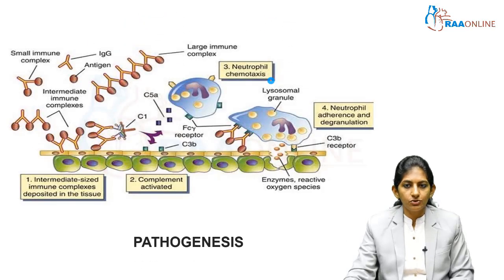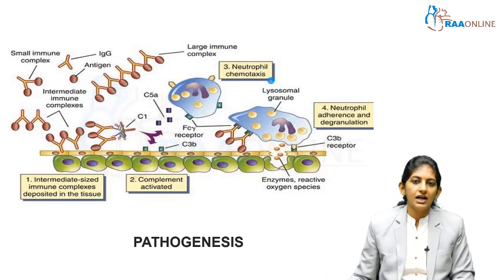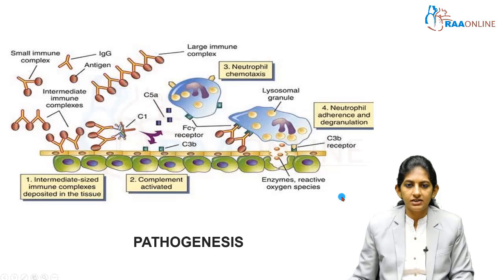So as I have already told you, this is an immune complex mediated hypersensitivity reaction. The antigen and antibody form immune complexes. They go and activate the complement cascade, resulting in neutrophil chemotaxis, lysosomal degranulation, and finally systemic vasculitis takes place.